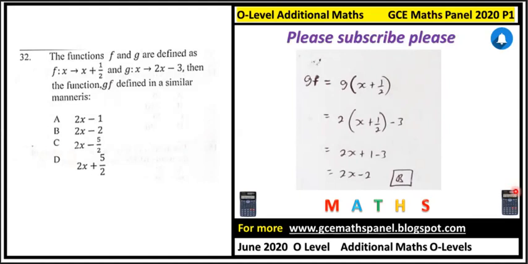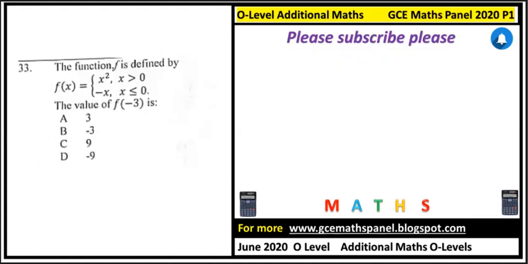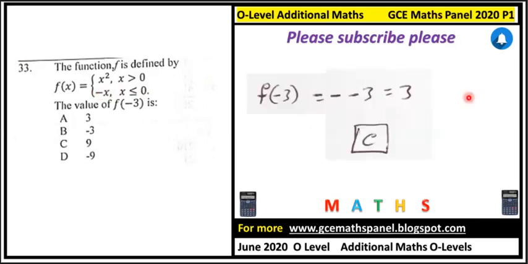33. The function f is defined by f of x equals x squared if x is strictly greater than 0 and is equal to minus x if x is less than or equal to 0. Find the value of f of minus 3. So the question is minus 3. Is minus 3 greater than 0 or is it less than or equal to 0? Minus 3 is in this interval, it is less than or equal to 0. Since it's less than or equal to 0, we take this function of minus x. So in our solution, we now have minus times minus 3, and that gives us plus 3.